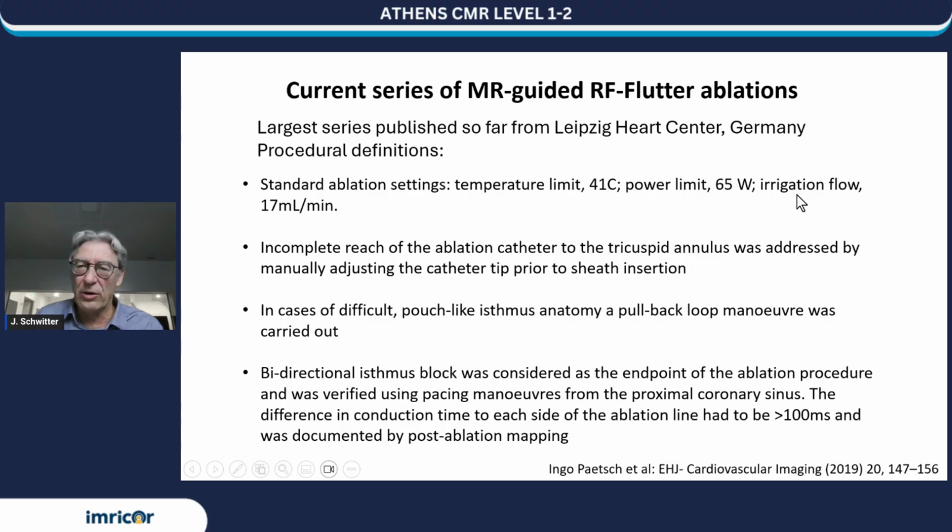And there are little holes at the tip of the catheter so that you can irrigate, you can inject fluid in the vicinity of the tip, so that the energy can better penetrate into the deeper layers of the muscle. So if there was an incomplete reach of the ablation catheter to the tricuspid annulus, this was addressed by manually adjusting the catheter tip prior to the sheath insertion. So that you can do. Now, at that time it was not available, but now there is a sheath available so that you can manipulate the catheter more easily in the right atrium.